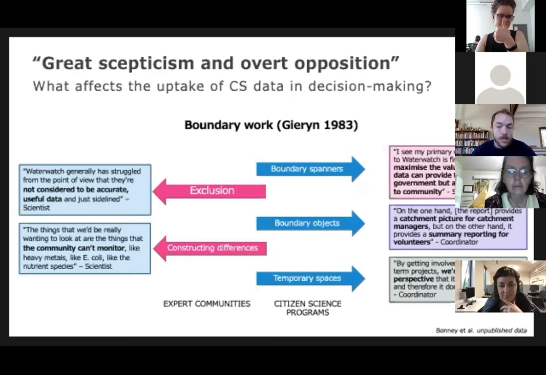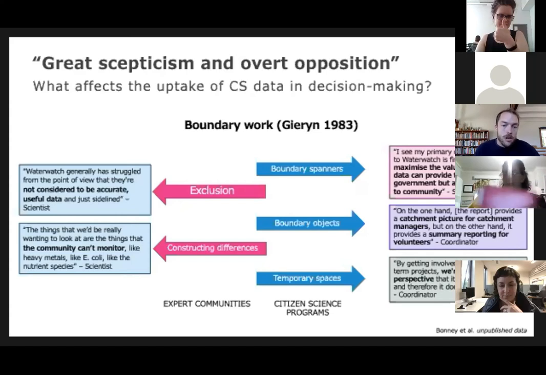What I found after speaking with many scientists, volunteers, coordinators, and policymakers is that the barriers to data uptake are more complex than issues of data and data quality, and include social and organizational factors as well. Knowledge sharing is a social process, and so it makes sense that the barriers to uptake have these associated social dimensions.